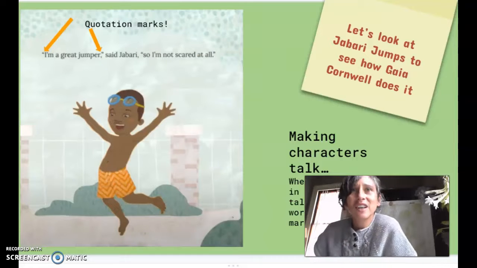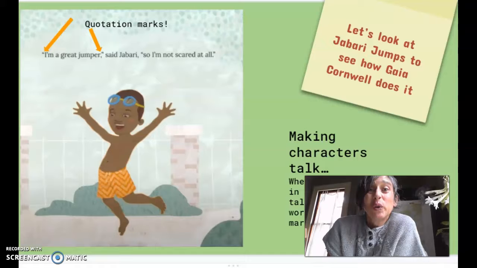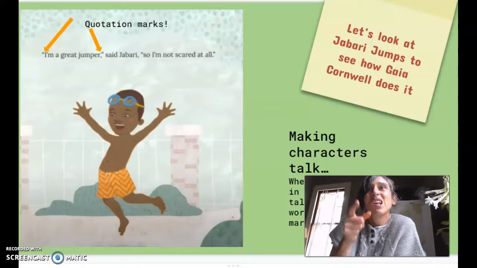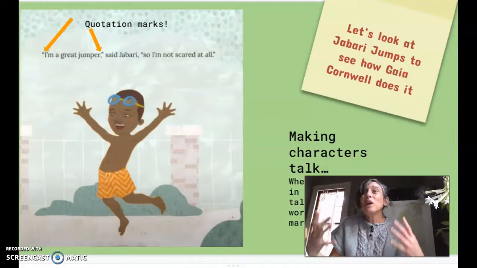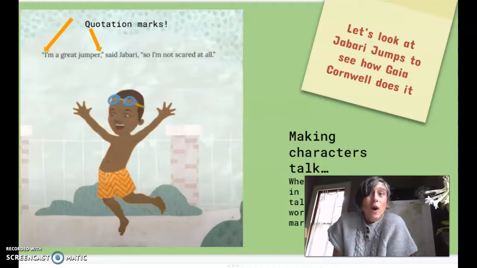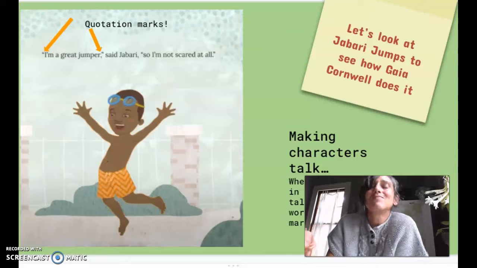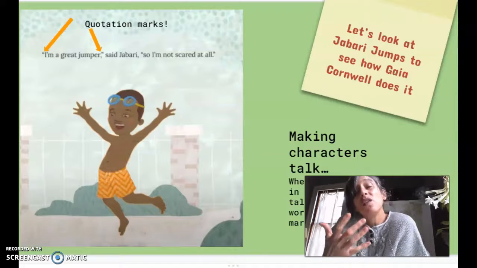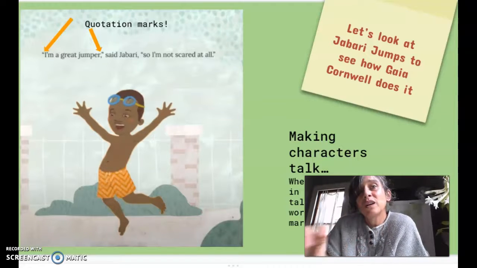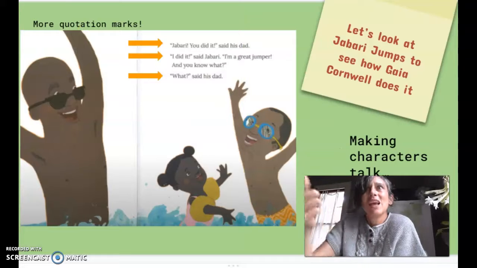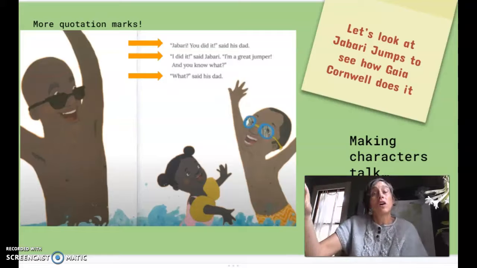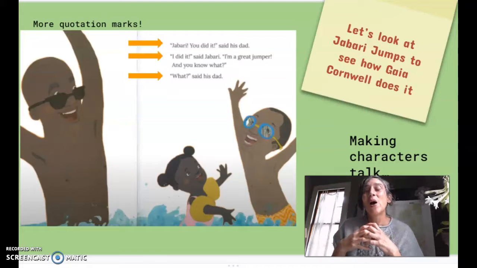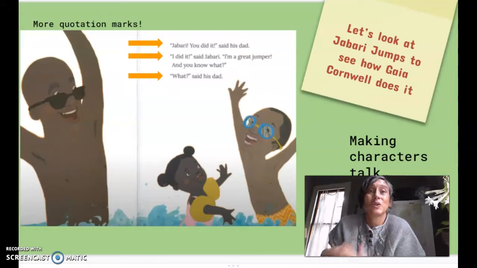Now let's take a look how she does it by including what the character's saying. Look at those quotation marks right there. Amazing, right? So Jabari is talking in this story. He says, "I'm a great jumper," said Jabari, "so I'm not scared at all." How awesome is that? And I feel like that little moment really helped that story come to life for me. Look, even more examples. She's packing this with something called dialogue, which is what we call when we make people talk in our stories.